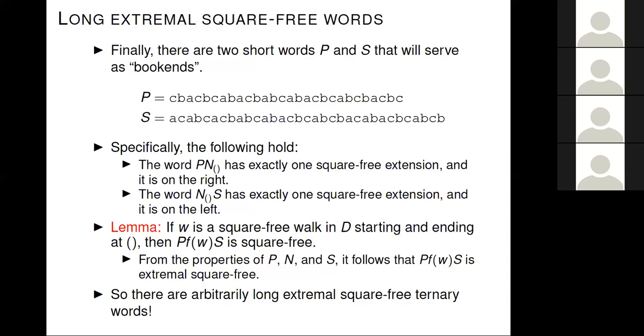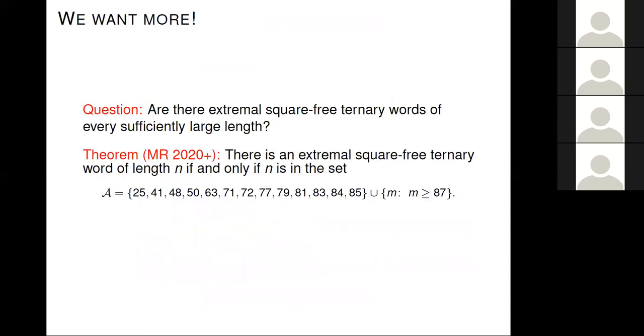So a question you might ask is, are there extremal Squarefree ternary words of every sufficiently large length? Because from looking at the small values, that wasn't clear. It didn't really look like there were a lot of extremal Squarefree words. But we'll see that it is true that there are extremal Squarefree ternary words of every sufficiently large length. In fact, length 87 is enough. As long as you have length 87 or more, you can construct an extremal Squarefree ternary word of that length.